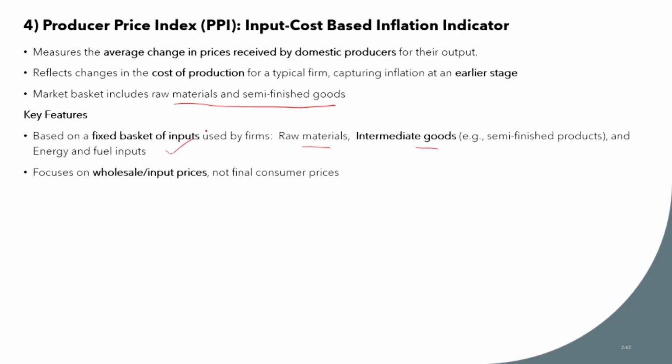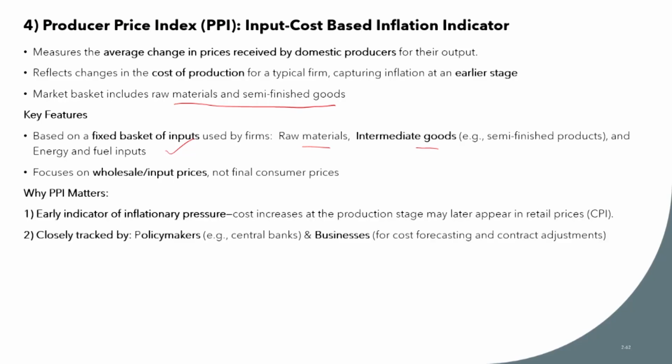inputs. And it focuses on wholesale input prices, not final consumer prices. The focus is mainly on the inputs for producers: intermediate goods, raw materials, and energy and fuel inputs. Let's also highlight why PPI matters.